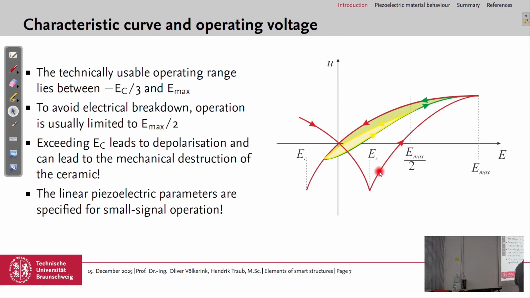This value here, you mean? It's just defined by the user, so to say, to have a safe distance from this Emax point, because if you are going to Emax or above, you could break the piezoceramic, and to not have any risk in operation, you want to stay away from Emax, and therefore you define this limit of Emax divided by 2.